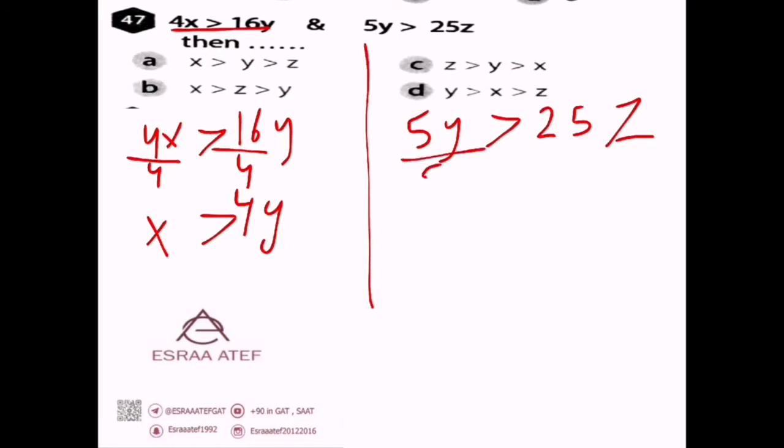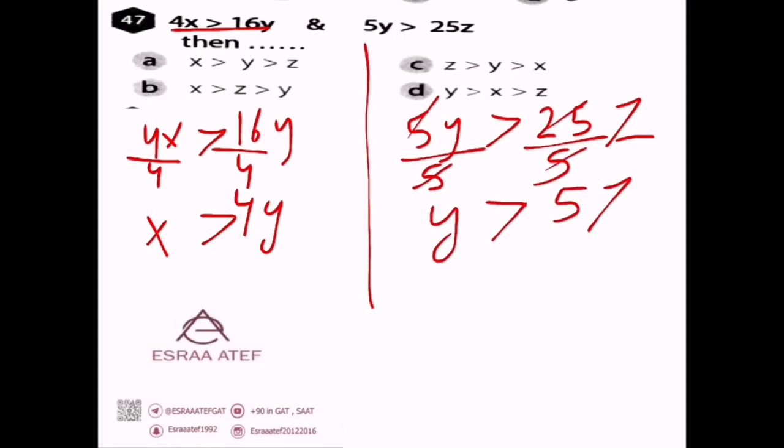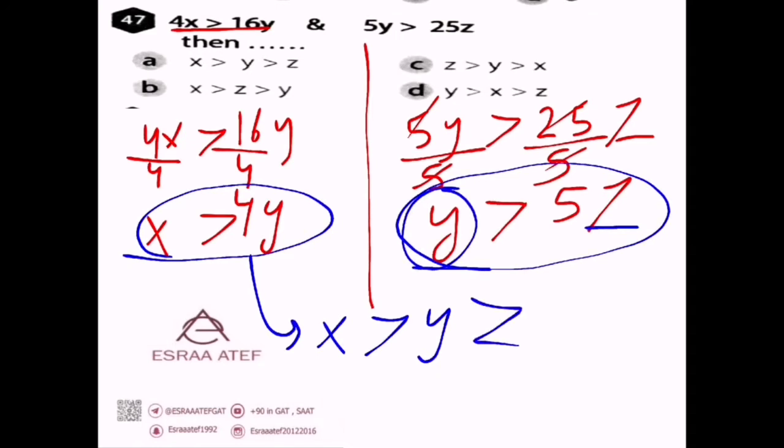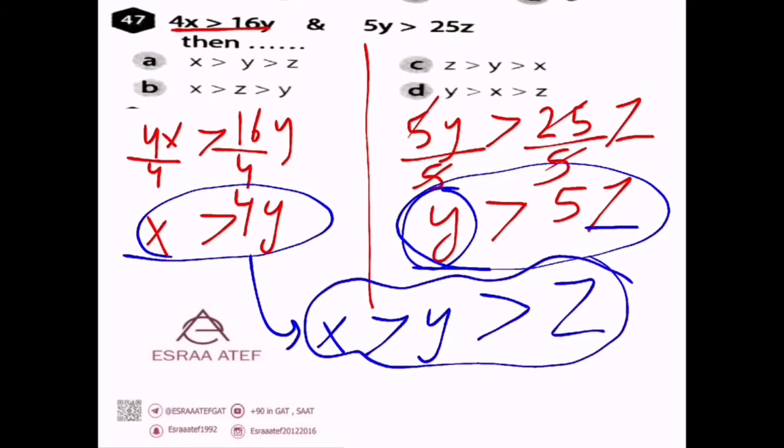The second part, we will divide here by 5 and here by 5. So y is bigger than 25 over 5, which will be 5z. So now we have y bigger than 5z and x bigger than 4y. So it means that x is bigger than y and y is bigger than z. So the relationship will be x bigger than y bigger than z. So we will choose A.